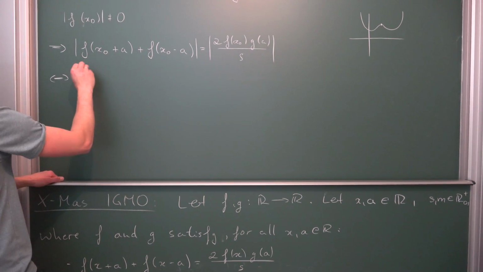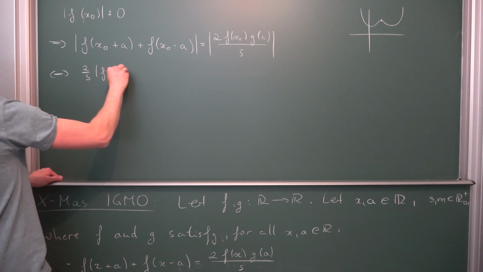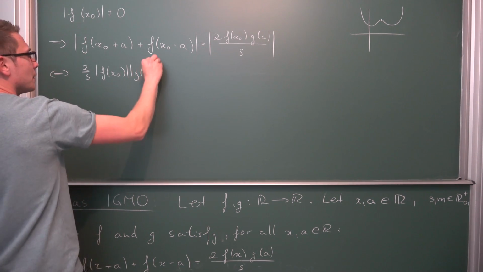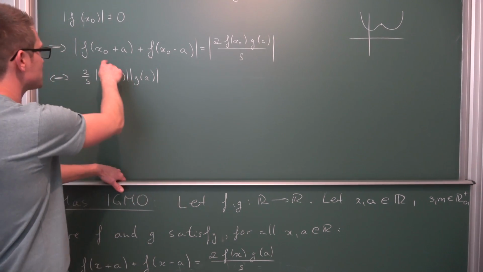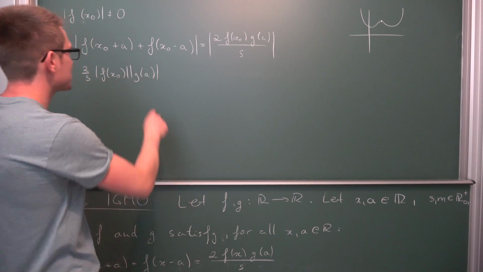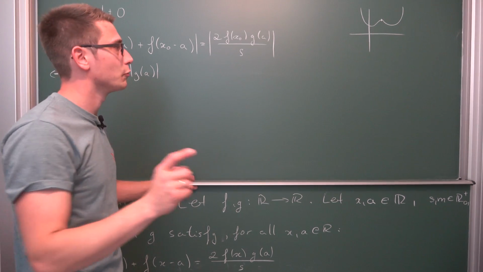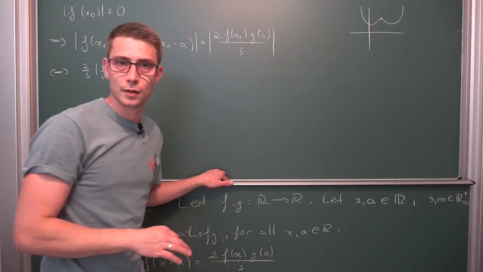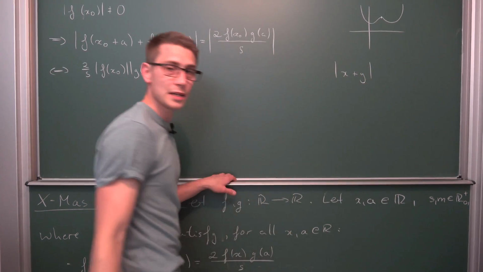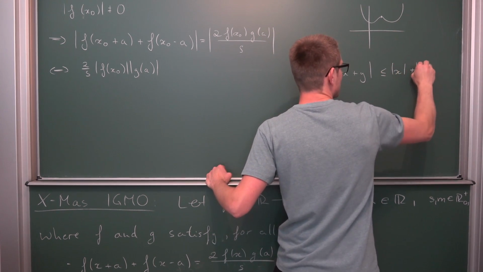So that's equivalent to saying we are going to have 2 divided by s, absolute value of f of x naught, and then absolute value of g of a is equal to the absolute value of f of something plus f of another something. If you see something like this, the addition of things inside of an absolute value, this actually screams for the triangle inequality. Long story short, if we have the absolute value of x plus y, then this right here is always going to be less or equal to the absolute value of x plus the absolute value of y.